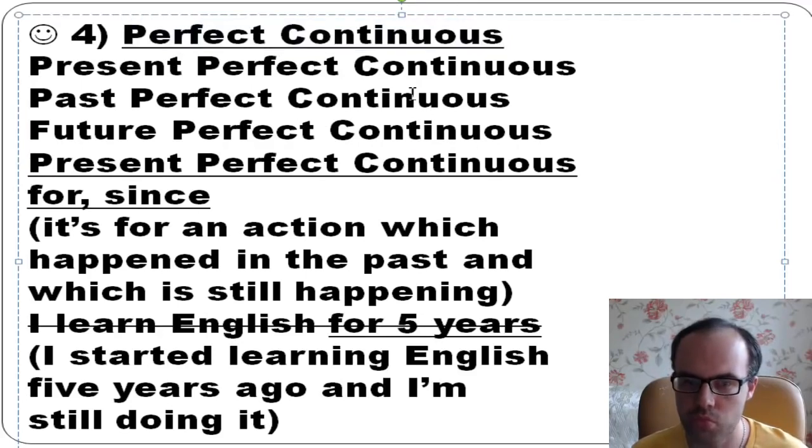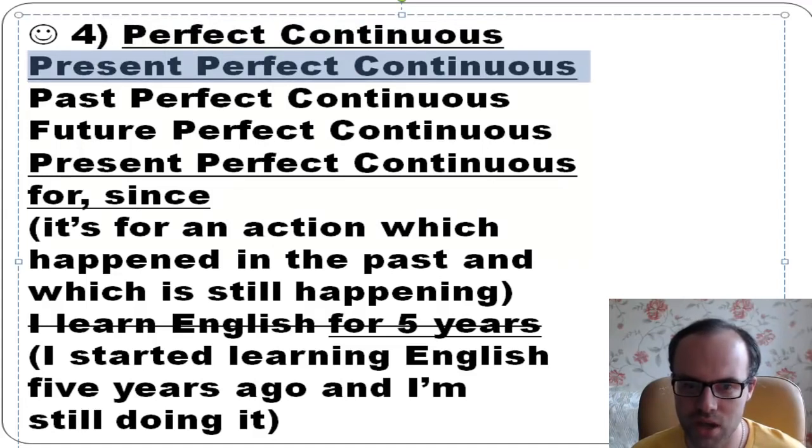Okay, so in the perfect continuous group there are 3 tenses: present perfect continuous, which we are talking about right now, past perfect continuous and future perfect continuous. We use for and since with present perfect continuous. It's for an action which happened in the past and which is still happening. So this sentence is incorrect: I learned English for 5 years. Why? It means I started learning English 5 years ago and I'm still doing it.